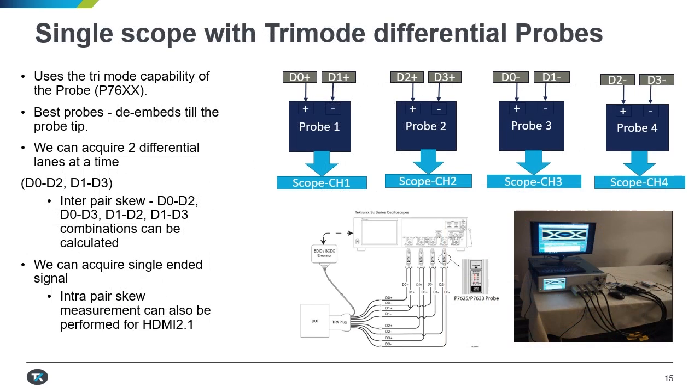Let's look at the single scope with the Trimode probes option. Use the Trimode capability of the P76XX probe series models. We can acquire 2 differential lanes at a time, like D0 to D2, D1 to D3. We can acquire single-ended signals also without any connection change. Intra-pair skew measurement can also be performed, like D0 to D2, D0 to D3, D1 to D2 and D1 to D3 combinations can be calculated. Here is the schematic diagram for scope and probe setup.